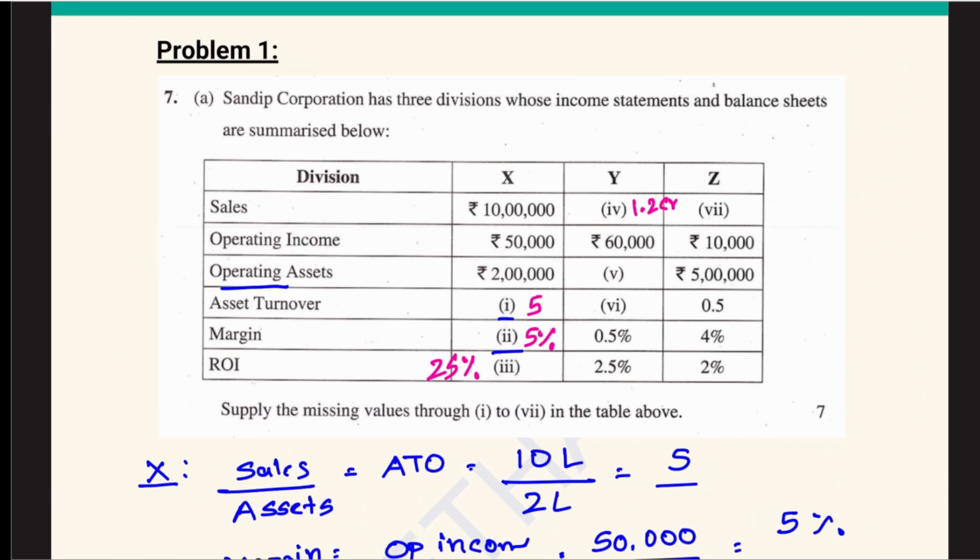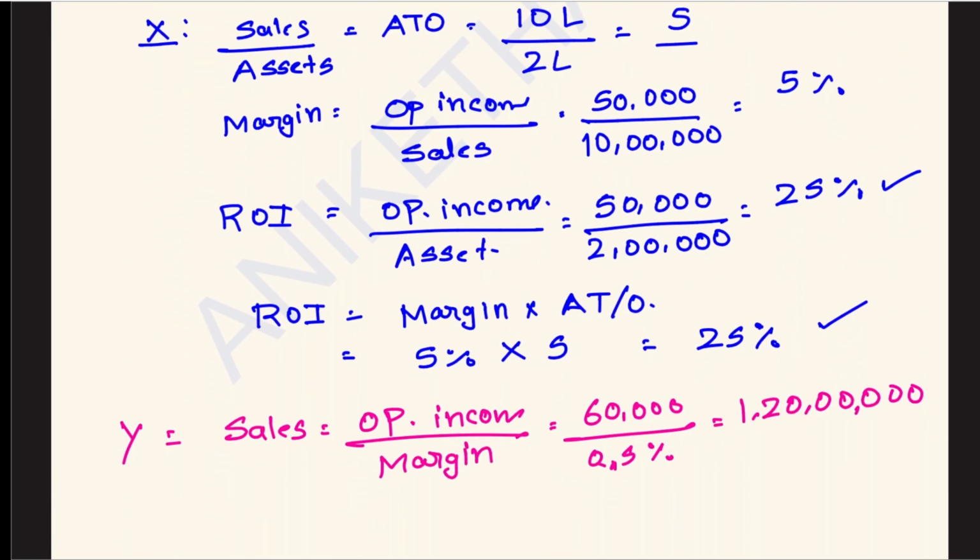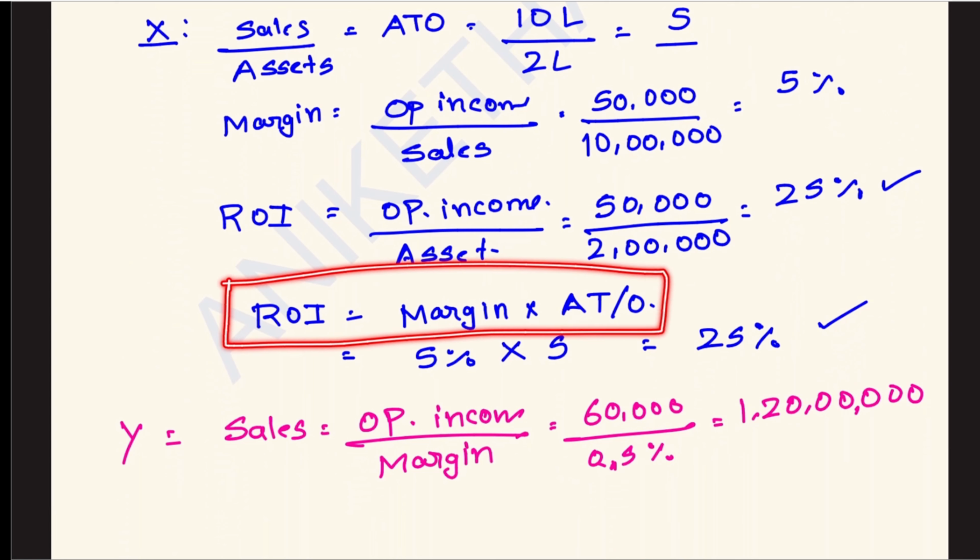Next I have to calculate my operating asset. So asset turnover, whether it is given, no. Asset turnover is also not given. Then which formula I have to use? So margin I have used. Using margin and ROI, I can calculate asset turnover. This is the formula. I can use margin and ROI to calculate my asset turnover.